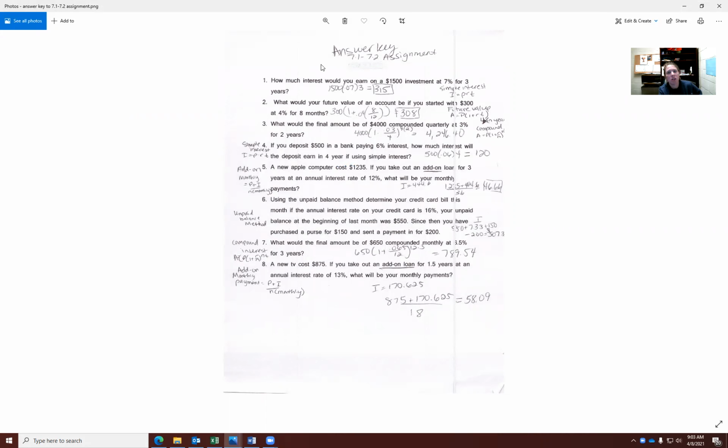So how much interest would you earn on a $1,500 investment at 7% for 3 years? Some of you guys are not using the right formula for this. This is just the plain old simple interest formula. Some of you are giving me the total amount instead of the interest. So you're taking this 315 and adding it to the 1500. When it asks you for the amount of interest, I only want this 315.